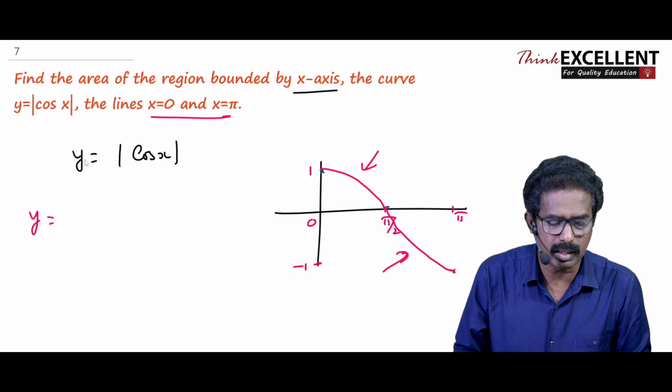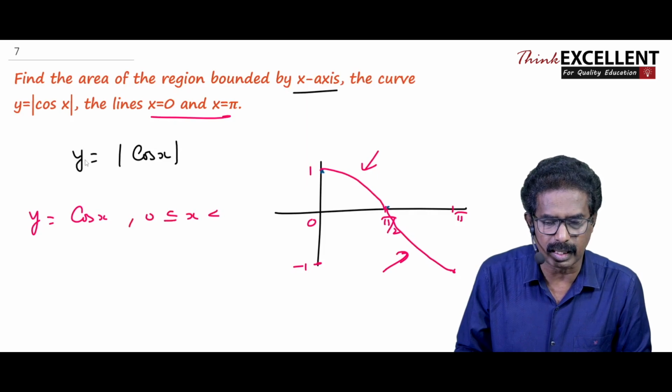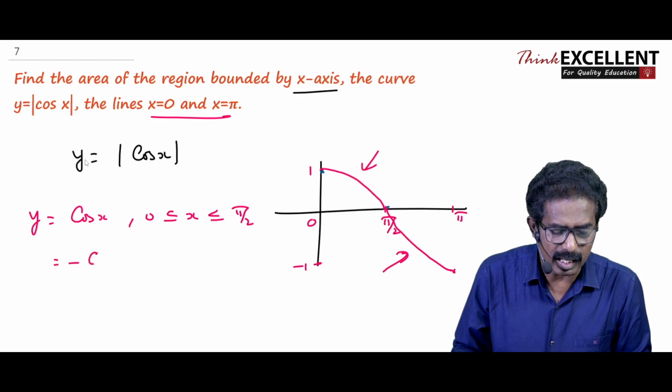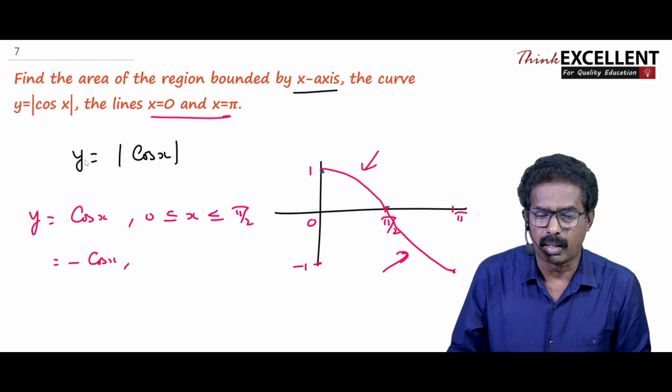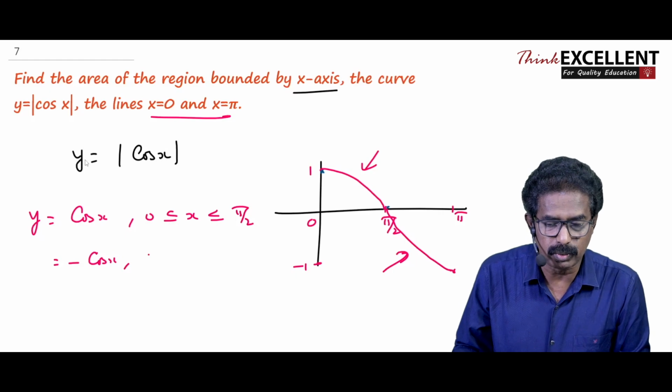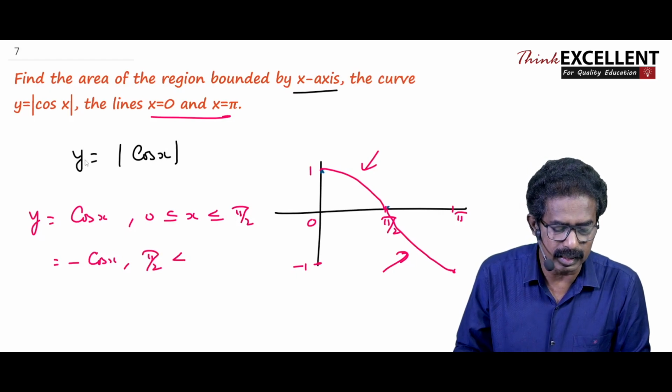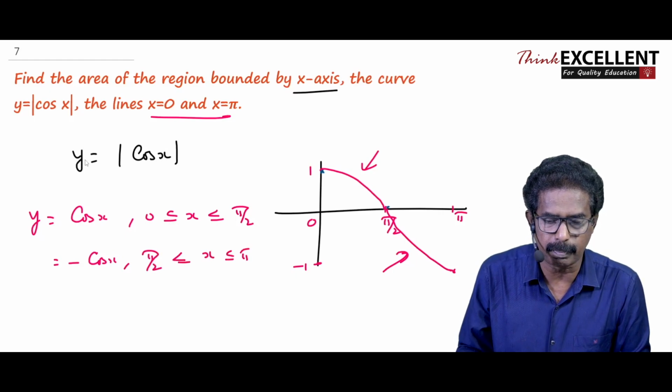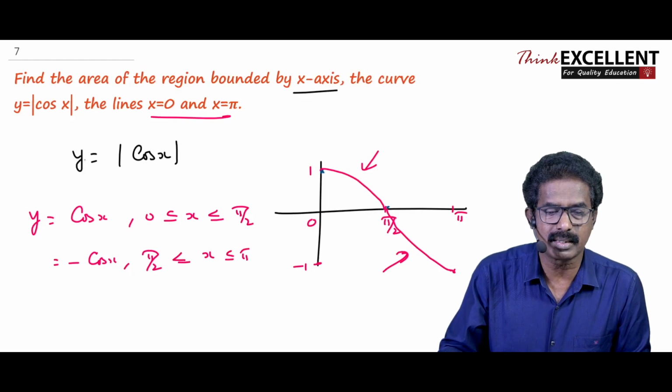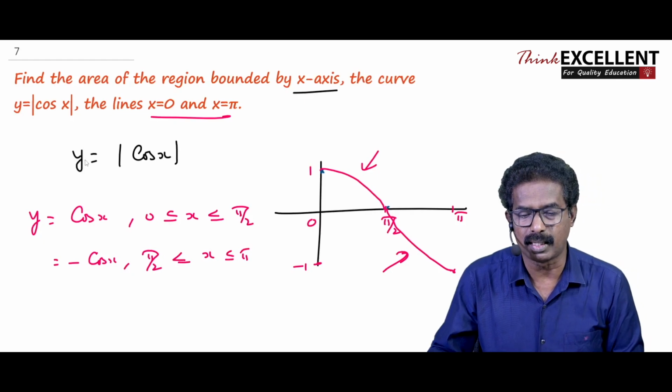அப்போ y equal to cos x எப்போ 0 இருந்து 90 வரைக்கும், 0 less than or equal to x less than or equal to 90. And it is minus cos x எப்போ pi by 2 to pi, right? Pi by 2 less than or equal to x less than or equal to pi. அப்போ minus cos x diagram எப்படி வரும்னா, please listen here.